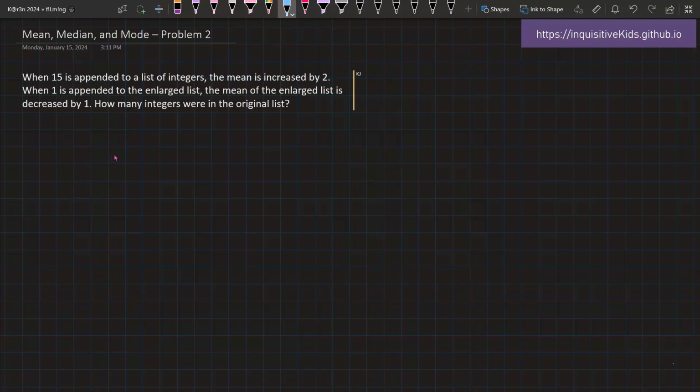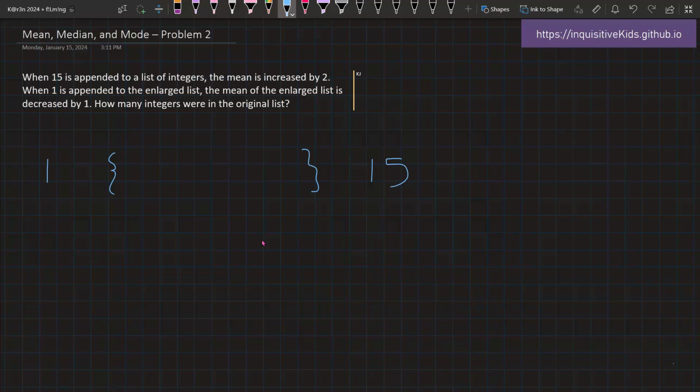So let's say that there is some sort of list of numbers, okay? And we don't know how many numbers are in here and what the numbers are. But we do know that appending just means to add onto this from the sides. So when 15 is added onto the greater end of these integers, the mean increases by 2. And when 1 is added onto the smaller side, the mean is decreased by 1. And now we're trying to find how many integers were in the original list.